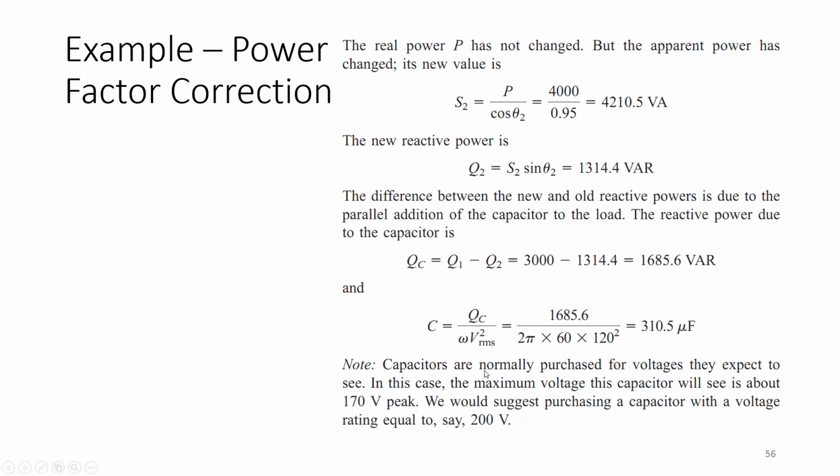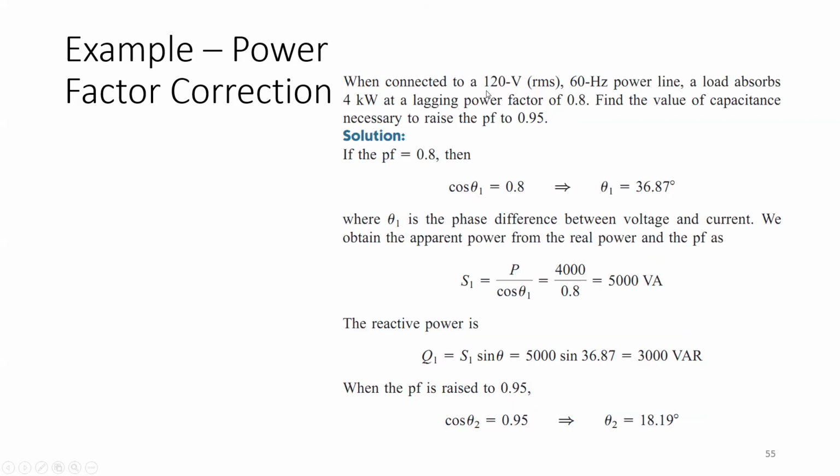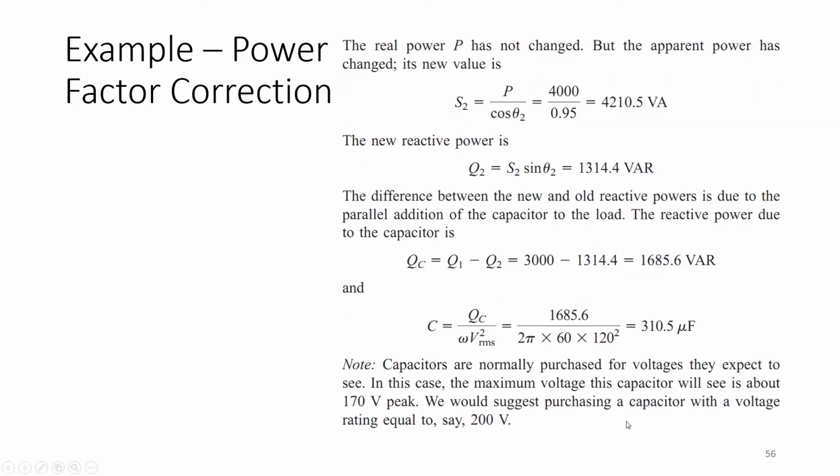There is a small note. Capacitors are normally purchased for the voltage ratings because this system is operating at 120 volt RMS. So we need to consider that amount of RMS voltage at which we need to connect this size of capacitor. So when buying the capacitor for this system, we need not only the information about the capacitance but also the voltage rating at which we need to connect it.